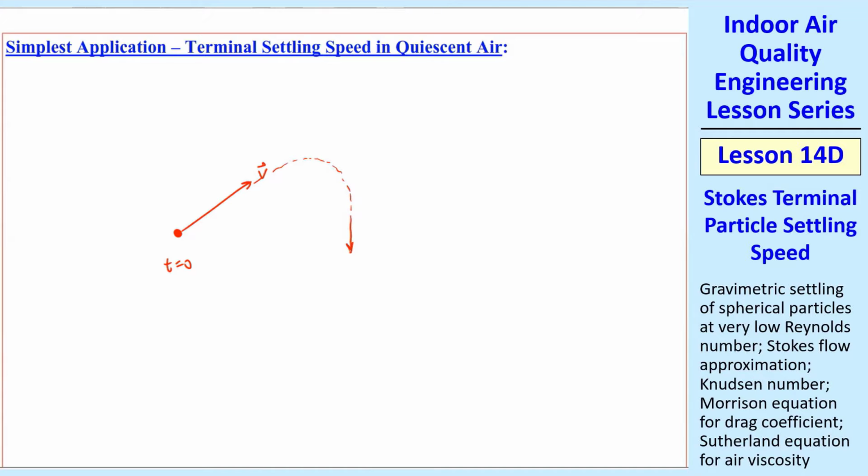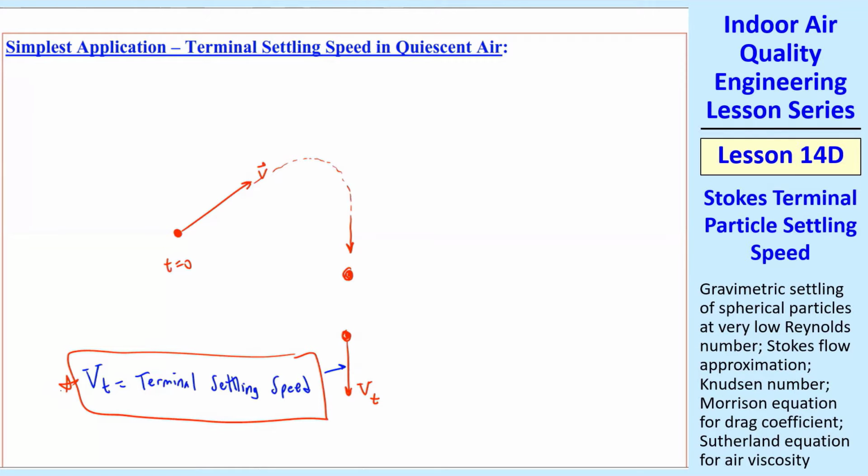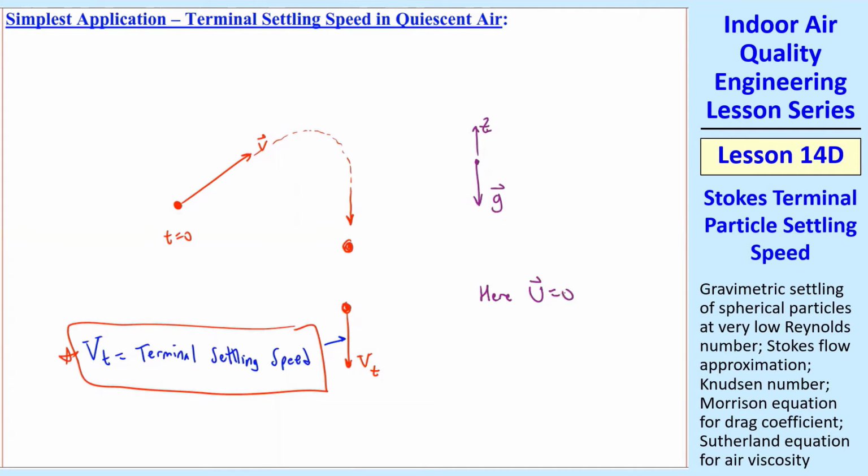And as the drag force acts on it, it slows it down, but then it will start falling due to gravity. And eventually, after a little bit of time, it will be falling at some constant speed, which we're going to call v sub t. That's the terminal settling speed of the particle, and this is the speed we want to calculate. I'm assuming here that gravity is down and typically z is up. And here u is equal to 0. There's no airflow. It's quiescent air.